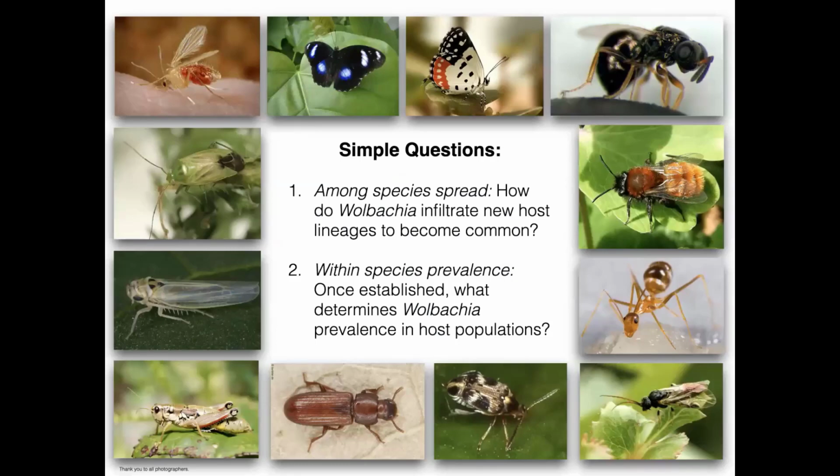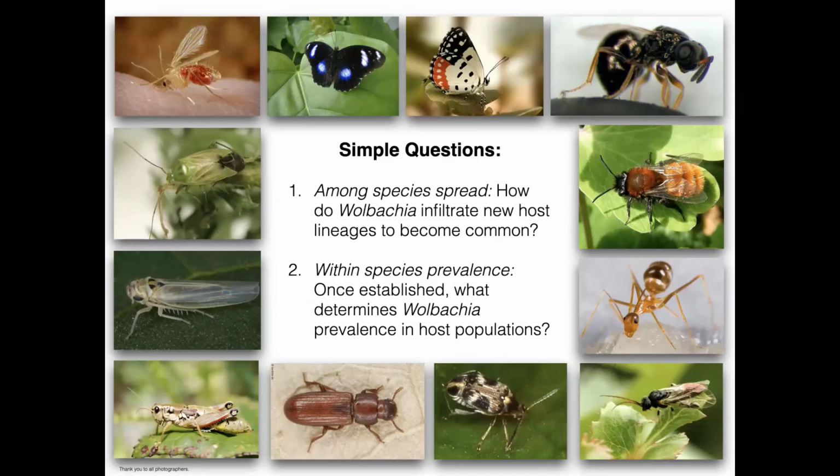But we work on the basic biology and questions that I think inform these strategies. As I was trying to think about what I might talk about today that this group would be interested in, I settled on two questions. One of those is among species spread. So thinking about how Wolbachia infiltrate new host lineages to become common. I've told you they're the most common known endosymbionts in nature, infecting these various insect orders. And so we're interested in how that happens.